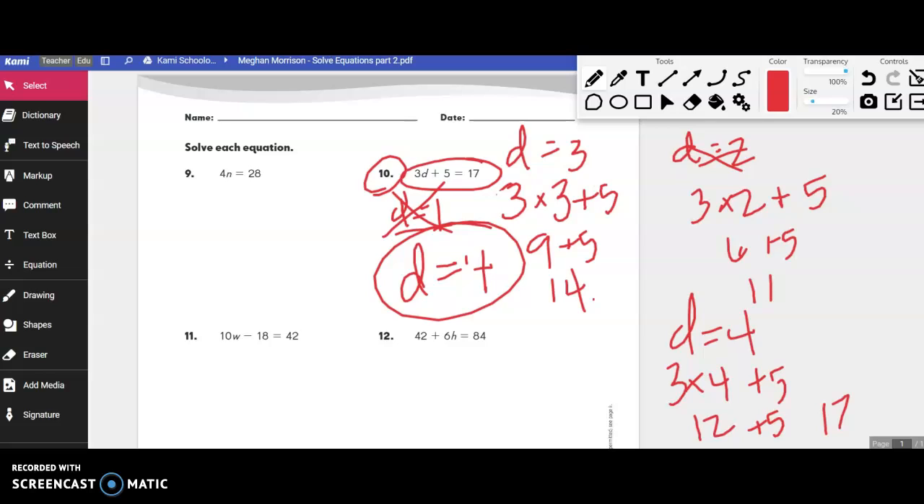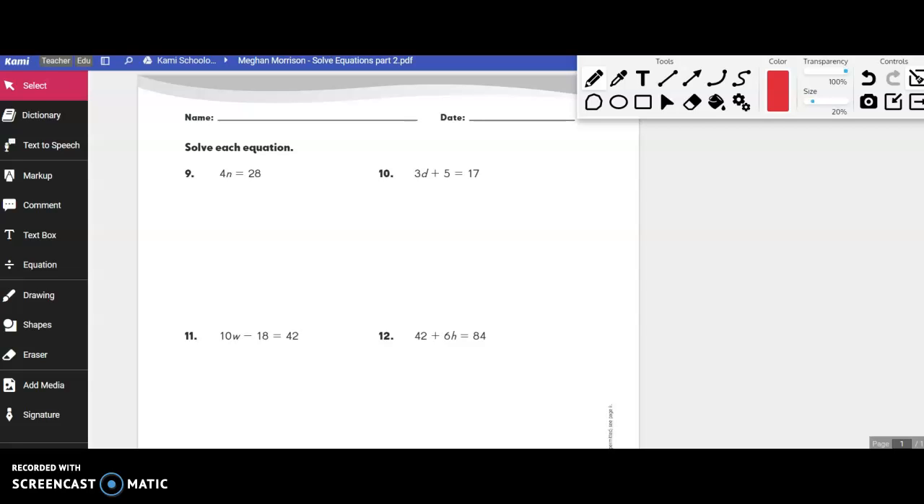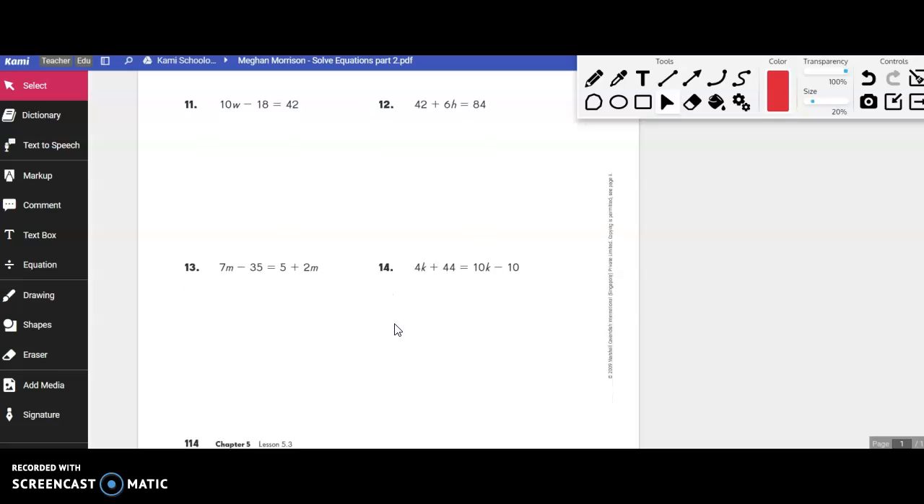So you have to use some good reasoning to figure out, okay, that was way too small, go up a little bit, or that was way too big, I need to get smaller. That way you're not just randomly guessing numbers, because that'll take you a while. Could do it, it'll just take a little longer. Now the other strategy is to use inverse operations and keep the equation balanced.